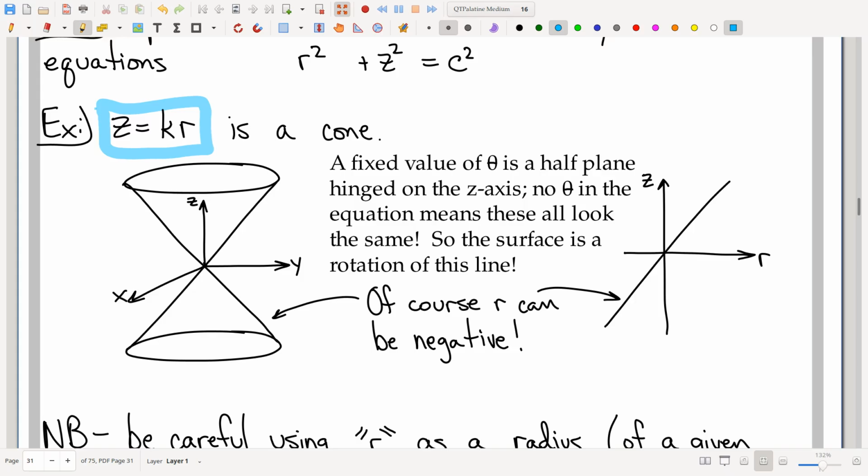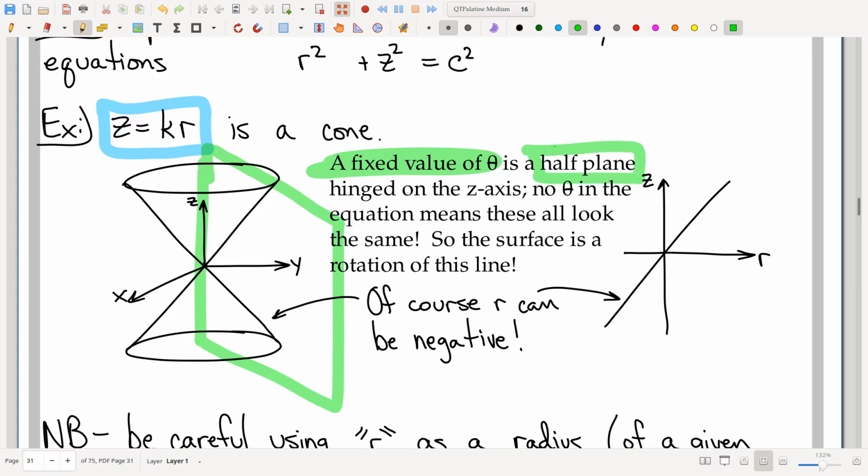Remember when we were talking about equations of planes and we observed, hey, when there's no y's in the equation, something cool happens. Well, in cylindrical coordinates, when theta does not show up in the equation, something cool happens. If you just think it through, what does a value of theta mean anyway? Well, a value of theta is basically telling you what I'm going to call a half plane.